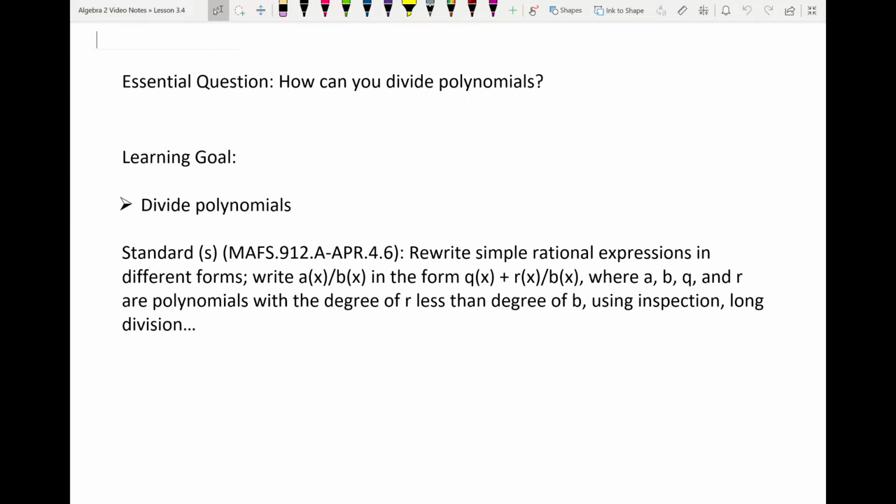Our learning goal is to be able to perform long division on polynomials. The standard is to be able to rewrite simple rational expressions in different forms. For example, writing a of x divided by b of x in the form of q of x plus r of x over b of x. So we'll talk about that. That's called the quotient form for long division.